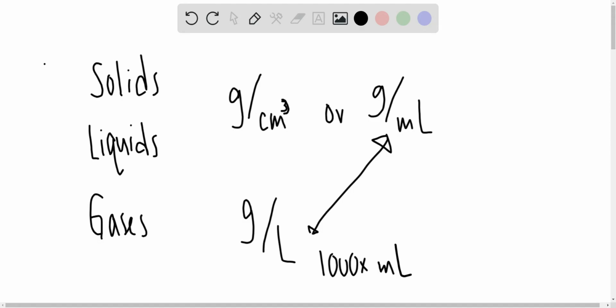I'm not really too sure why they decided to change these things, but that's just the notation and just how people always use it. So it's useful to know that there's a difference for gases versus the density of liquids and solids. So I hope this was helpful and allowed you to understand a little bit more about units, which are very important, and the building blocks of a lot of chemistry things.